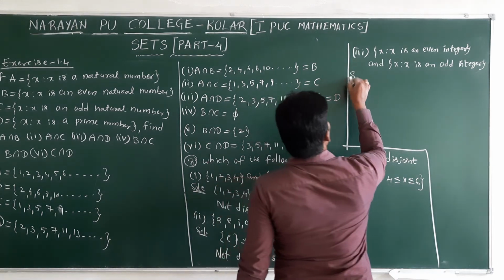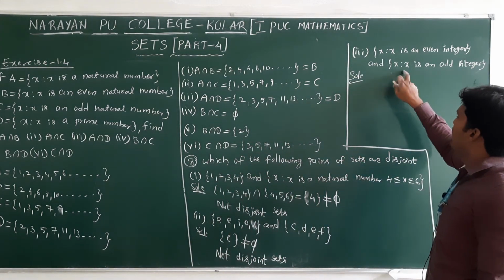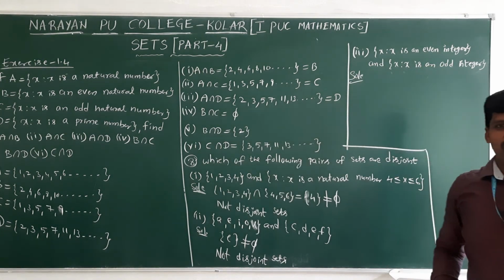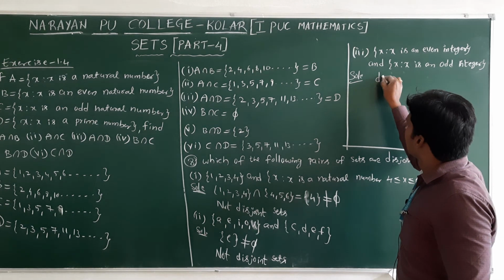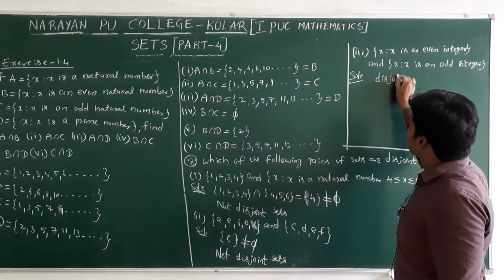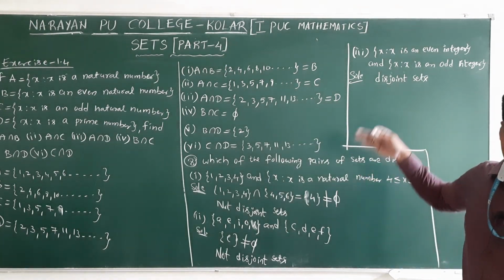Coming to the third one. X is even integers and the other set is X is odd integers. For even and odd, will there be any common element? No, it's clearly disjoint sets. No need to write the sets again. Okay? Directly we can identify.